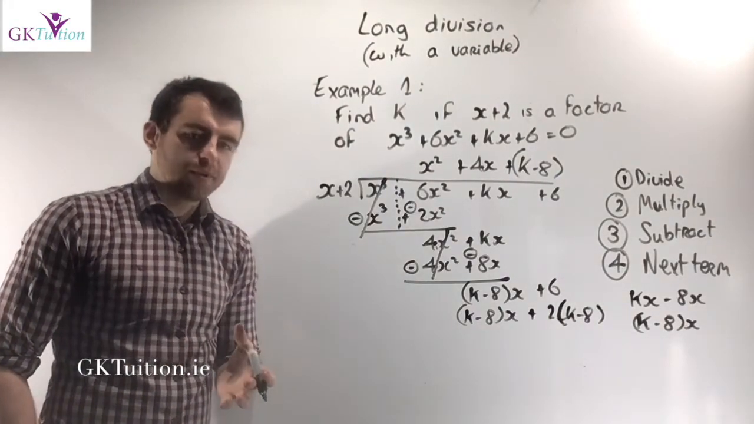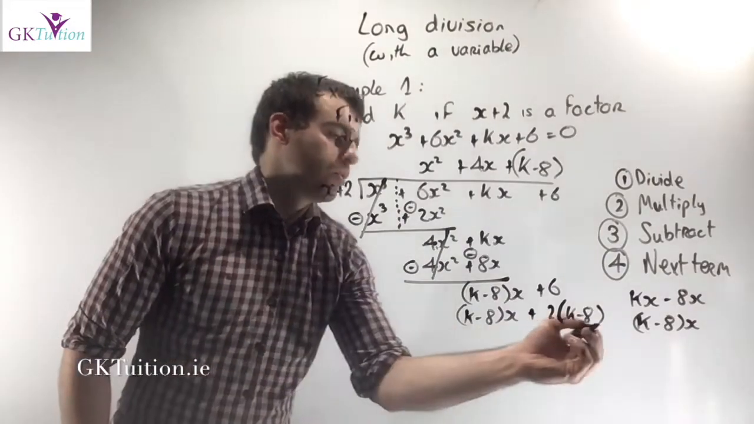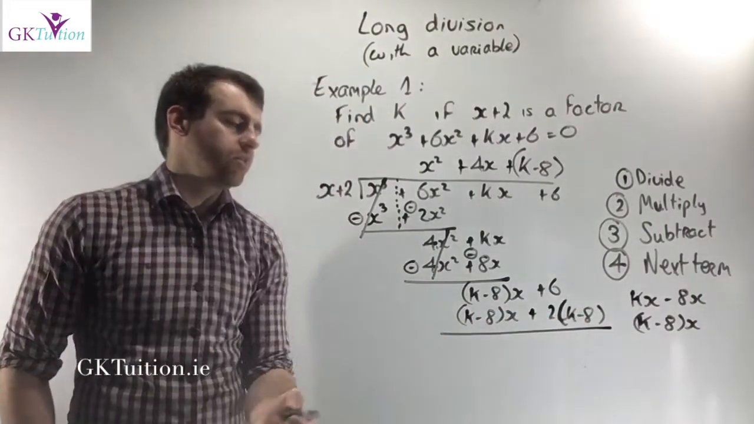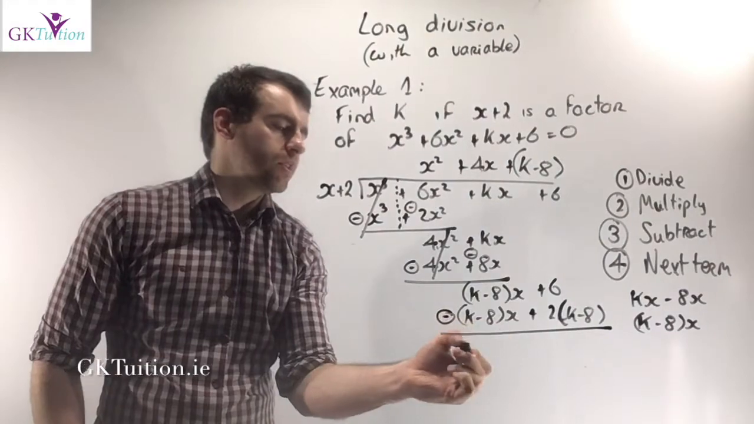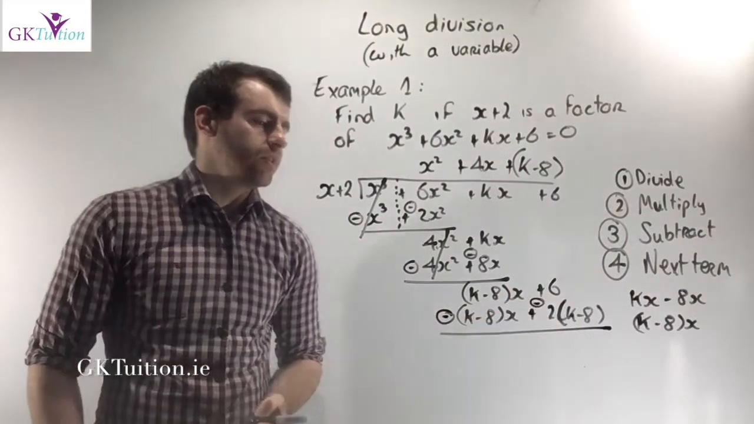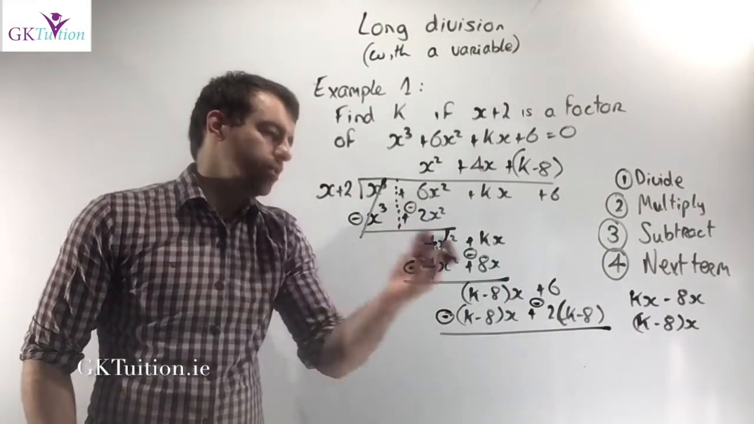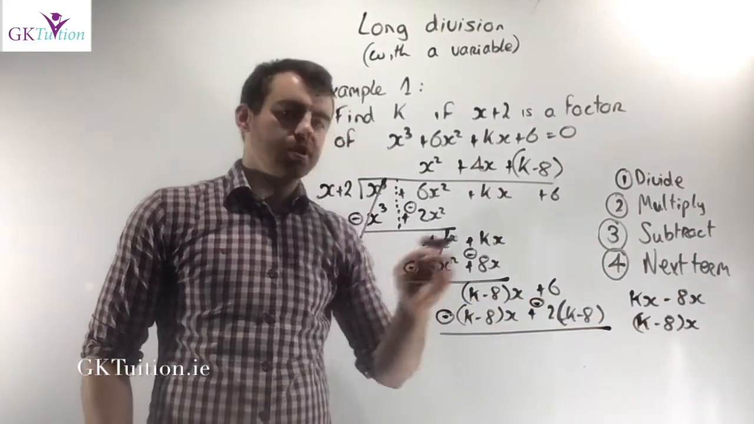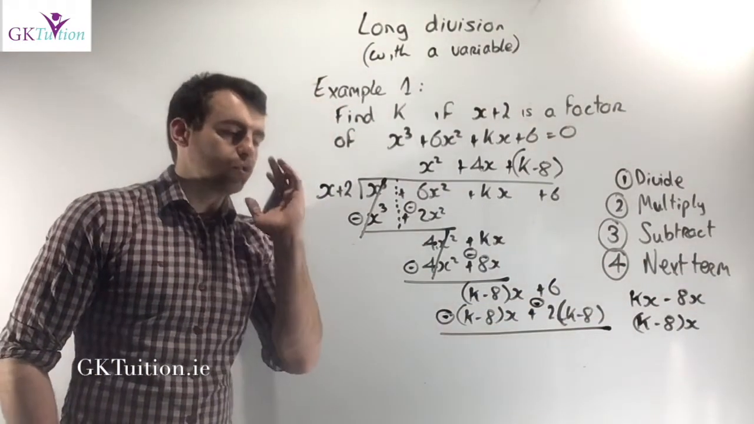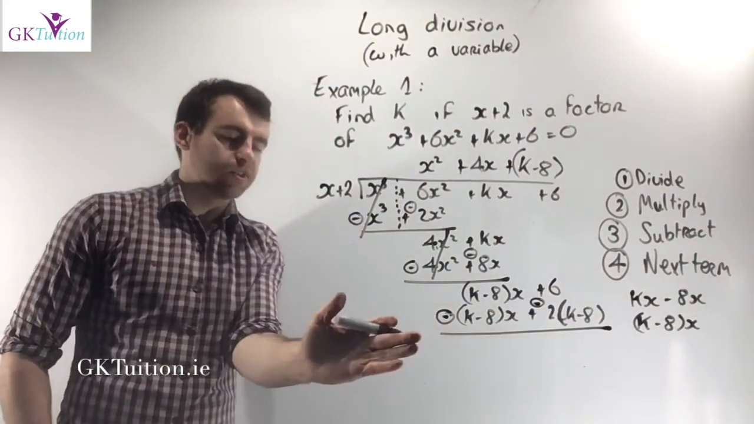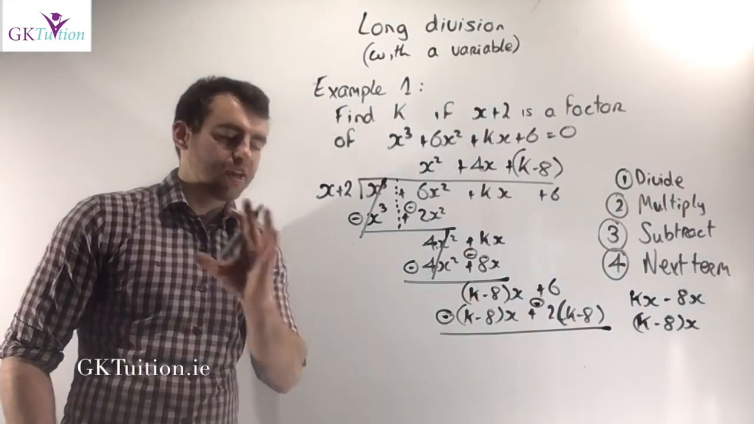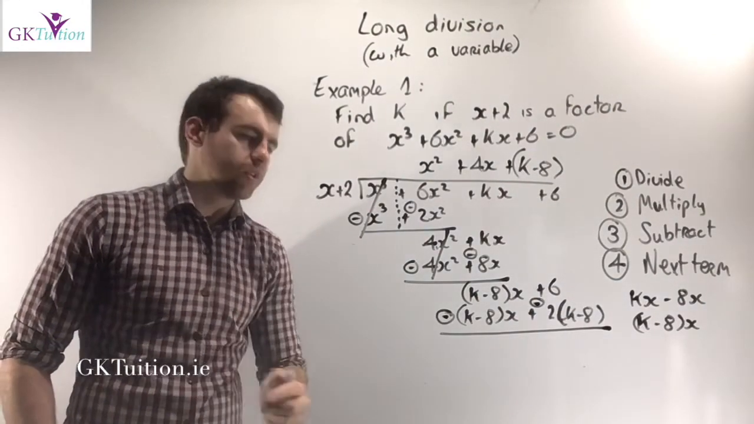My third step in long division is to subtract. So what I'm going to do is change my signs and subtract. So I put a minus in front of this term and a minus in front of this term. The reason I wanted you to write kx minus 8x as one term is so that when you get to this stage, you just have to change one sign. You literally just stick a minus in front of the bracket. You've only one term, so you only have to change one sign.